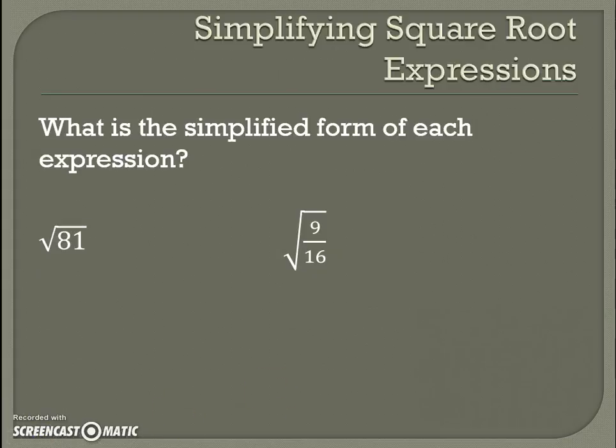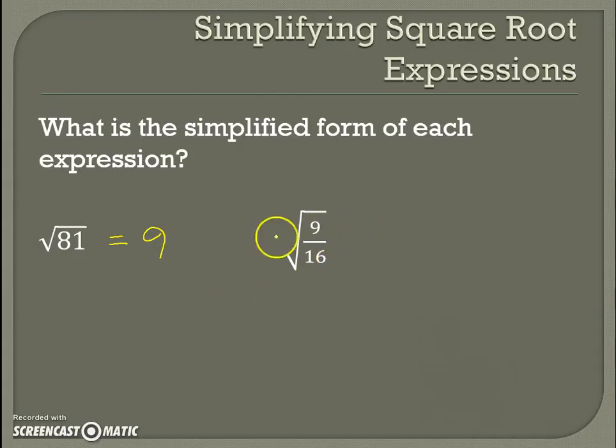Alright, so simplifying square root expressions. What is the simplified form of each expression? This is pretty simple. First of all, you got to think what number, when multiplied by itself, equals 81. So in this instance, if you know your multiplication facts, you know very easily and very quickly that that's 9.